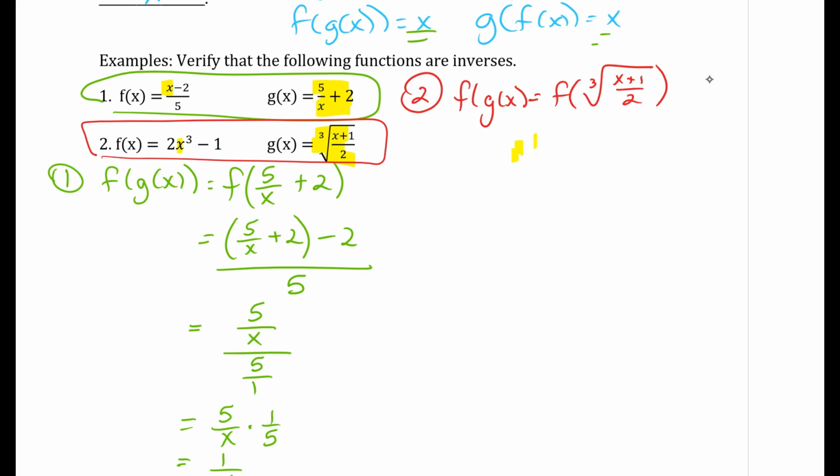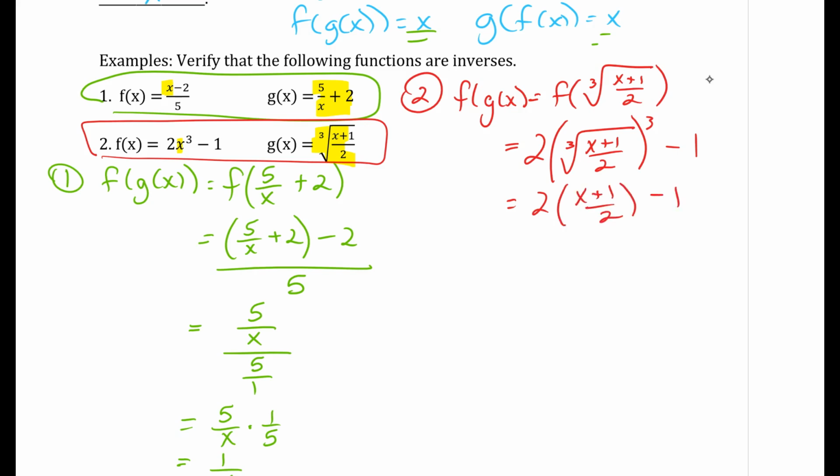So we get here 2 times, oops, let me put it back, 2 times the quantity, the cubic root of x plus 1 all over 2 being cubed, minus 1. So what do we get here? The cube of a cubic root means what comes underneath the cubic root comes out. So I get 2 times the quantity x plus 1 all over 2 minus 1. Well, the 2's simplify out, and I'm left with x plus 1 minus 1, and I get x. So f of g of x is equal to x.